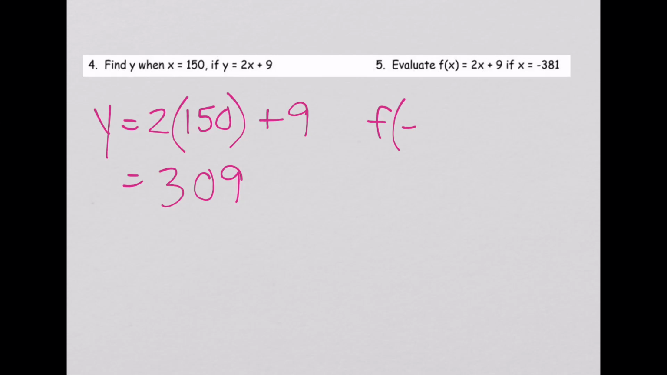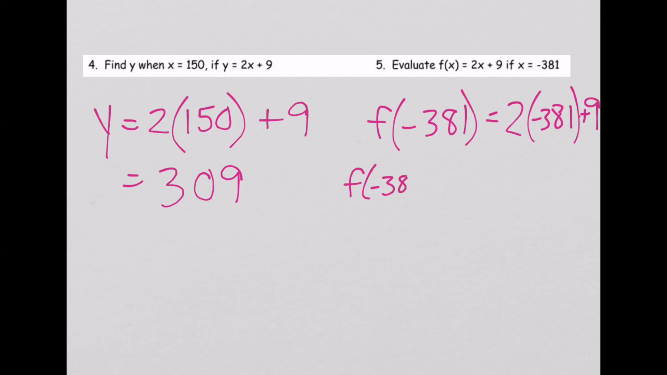Okay, we're finding f of -381, and that's going to equal 2 times -381, because instead of x we have -381. Oh, squish in a plus 9 right there. Okay, so then f of -381 equals, when you calculate all that, it becomes -753.